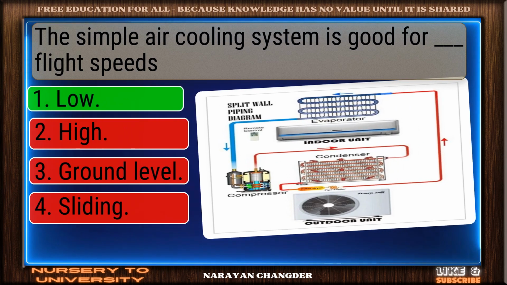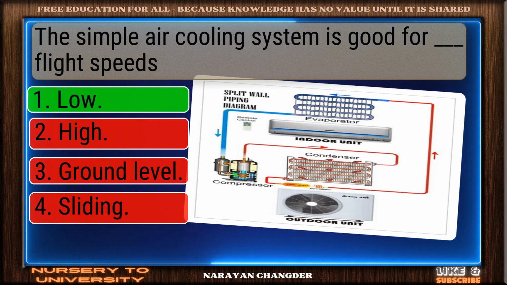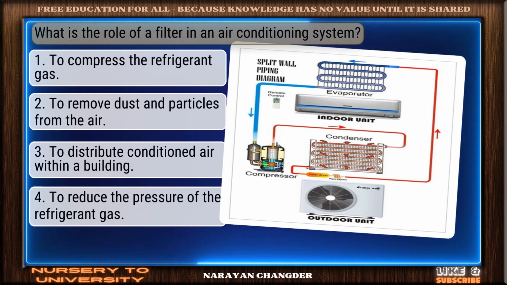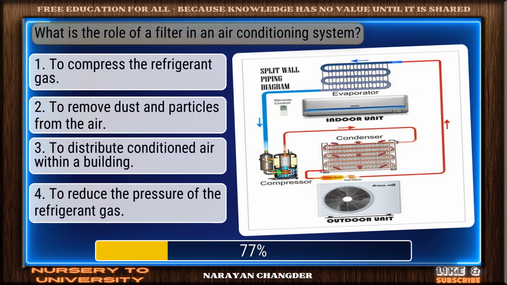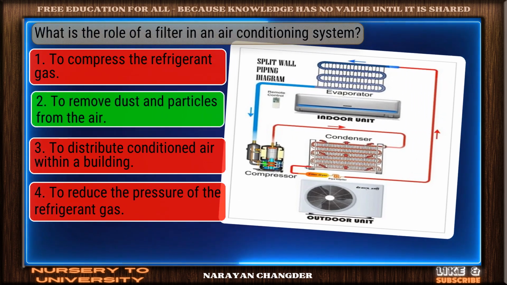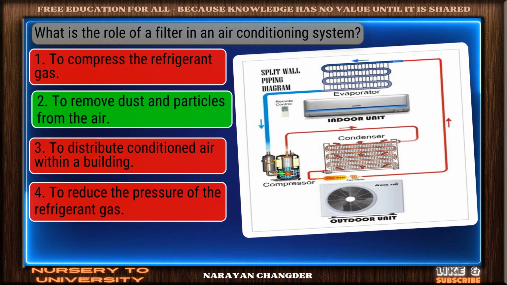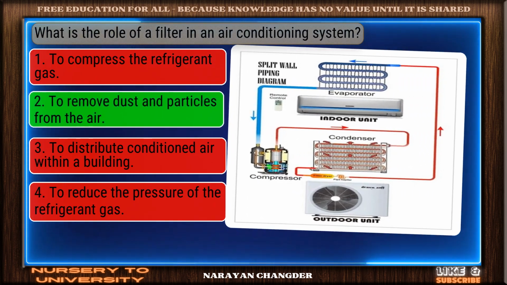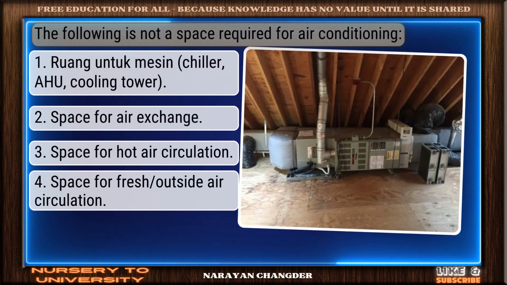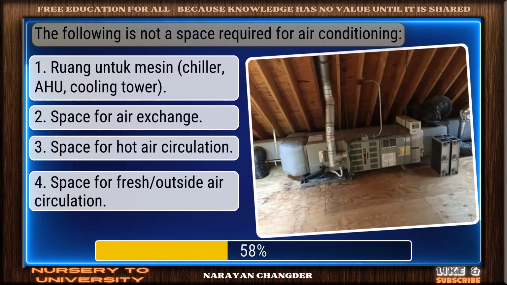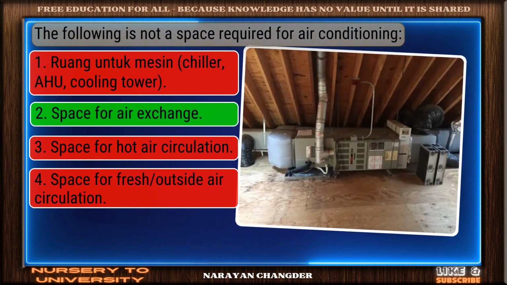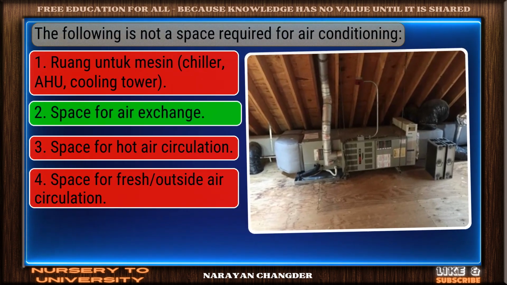Smart pick. Low is the correct choice. What is the role of a filter in an air conditioning system? Correct response. To remove dust and particles from the air is the most accurate answer. The following is not a space required for air conditioning. Strong choice. Space for air exchange is the right answer.